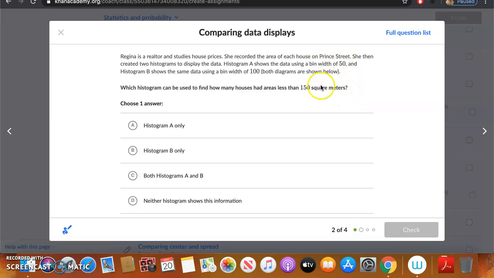Okay, so already you can tell that if it's 150 square meters, chances are that the bin width of 50 is going to be more accurate than 100, correct? Because with 100 you only have 0 to 100, 100 to 200, etc. 150 is a multiple of 50, right? So already we can tell that maybe A is going to be the better histogram. But let's take a look, all right?